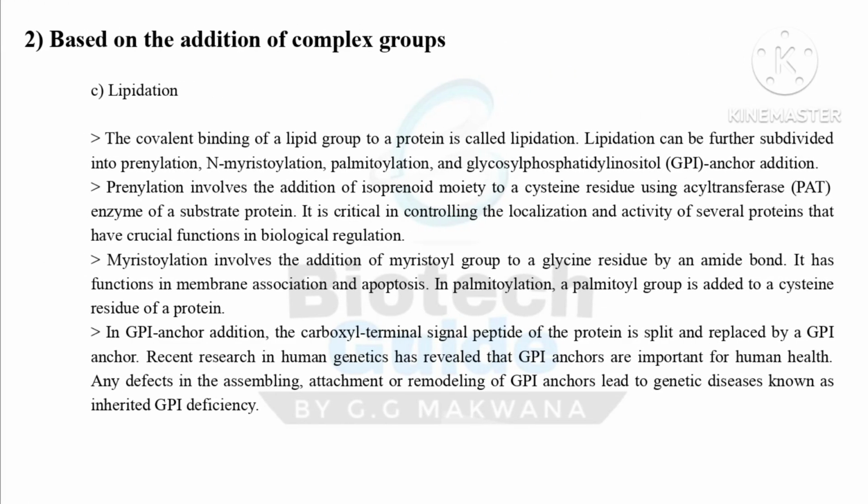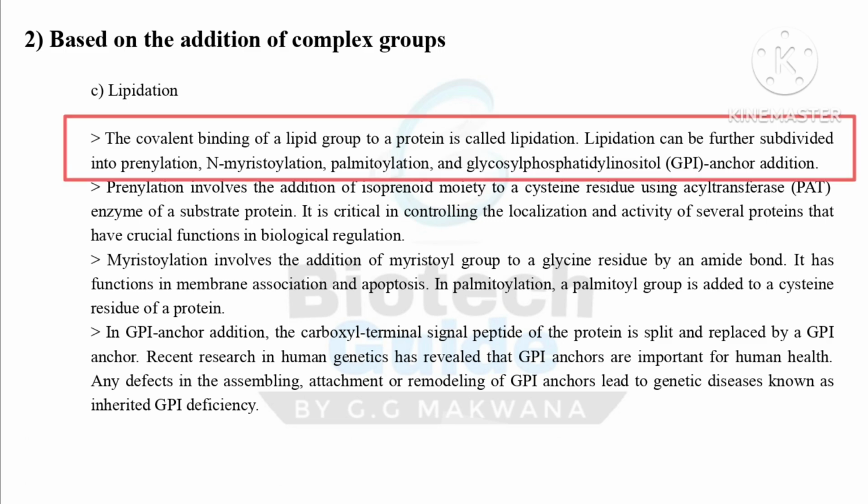Then last, the addition of a complex group, that is lipidation. So here basically three different significant processes take place. Addition of a lipid group is defined as the lipidation process. Here it is subdivided into prenylation, myristylation, palmitoylation, and glycosyl phosphatidylinositol (GPI) anchor addition. So these are some important, significant processes in lipidation.